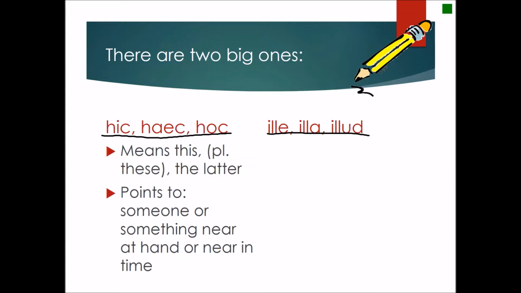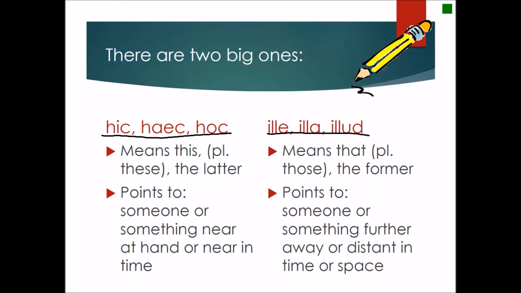However, ille, illa, illud is a word that means that. In the plural, it means those. This demonstrative points out something or someone that is further away, either physically with distance or in time. So that video, as opposed to this video, is maybe the one that you are going to watch in about a week. It's not as close to us in terms of time.